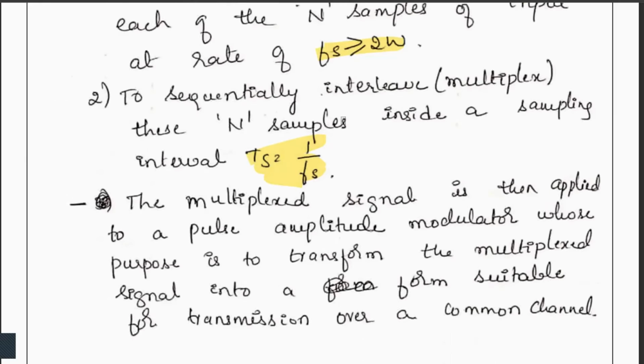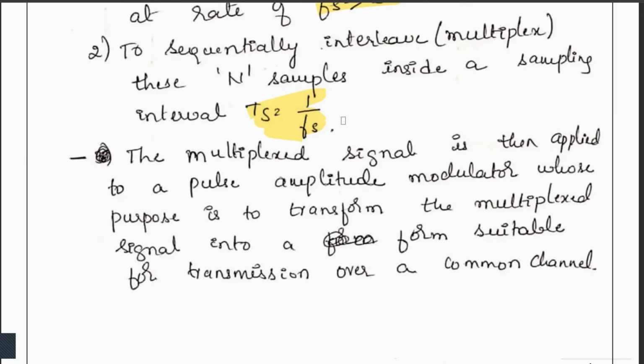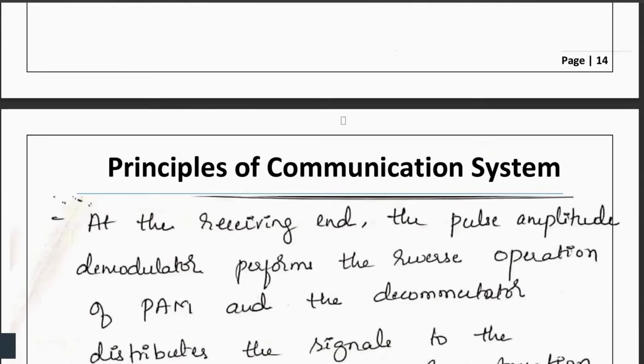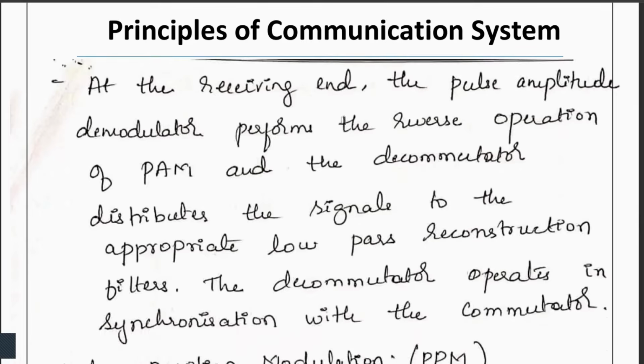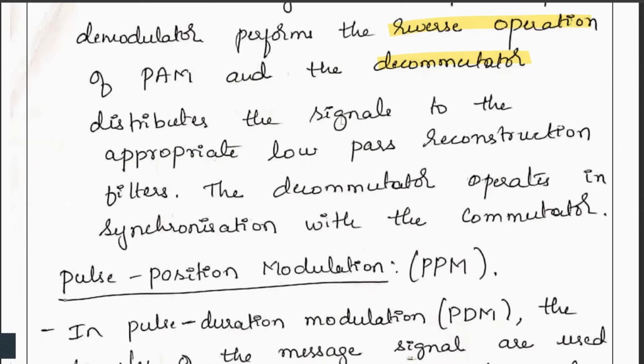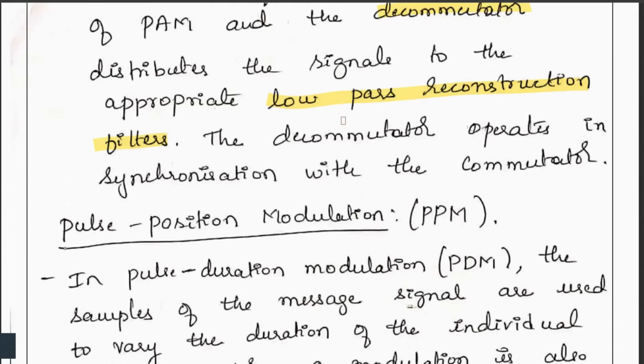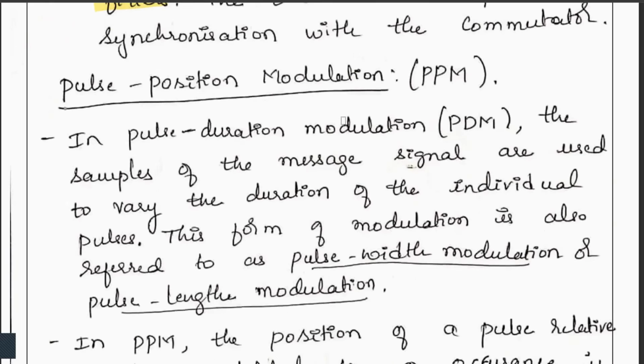To sequentially interleave or multiplex the n samples inside the sampling interval, that is Ts is equal to 1 by fs. Now the multiplexed signal is then applied to the pulse amplitude modulator, whose purpose is what? To transform the multiplexed signal into a form that is suitable for transmission over a common channel. Now what happens at the receiver end? The pulse amplitude demodulator performs the reverse operation of the PAM, and the decommutator distributes the signals to the appropriate low pass reconstruction filters, operating in synchronization with the commutator.